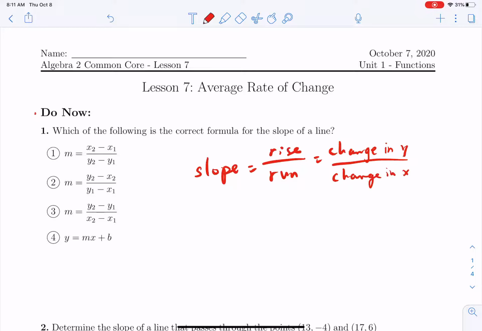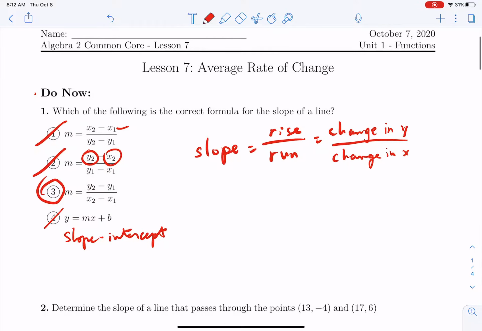Well, if I look at my choices, here I'm seeing a difference in x on top, so no way. Here I'm seeing a y2 minus an x2, so it's a difference of a y and an x, no way. 3 is our correct answer. We're seeing a change in y over a change in x, or a difference in y over a difference in x. Choice 4 is not correct. That's the slope-intercept form of the line, which you've seen before and we'll revisit a bit in Algebra 2.